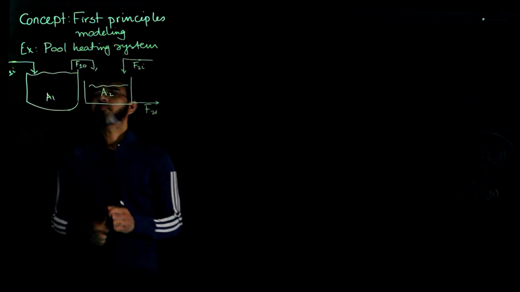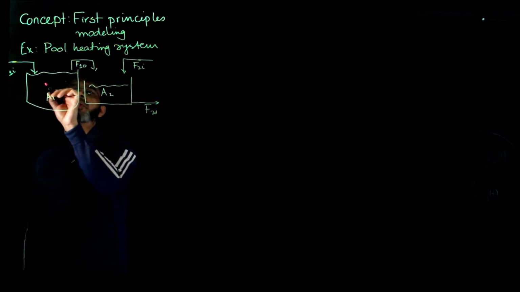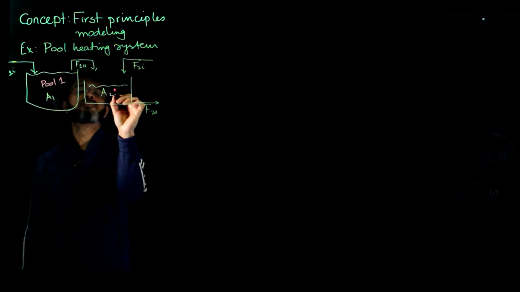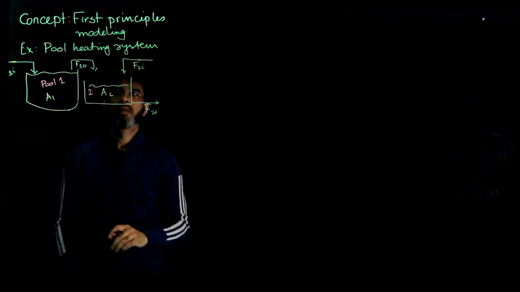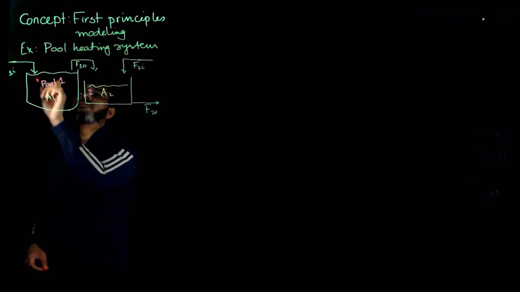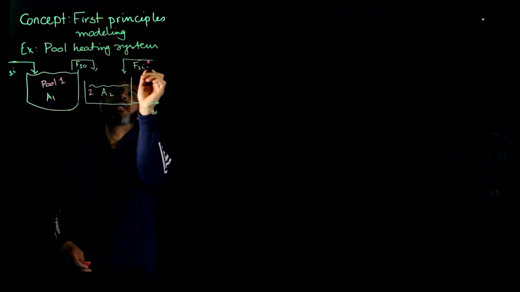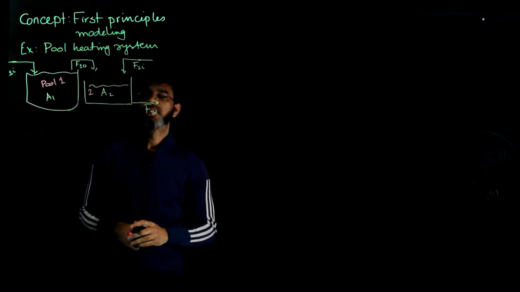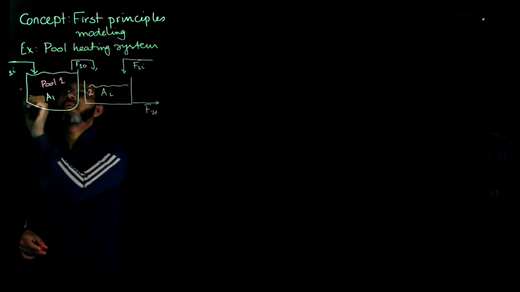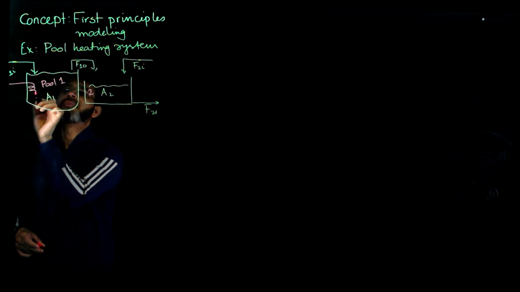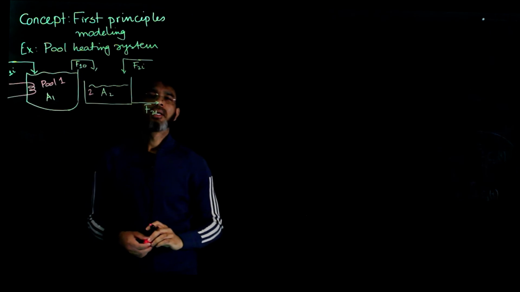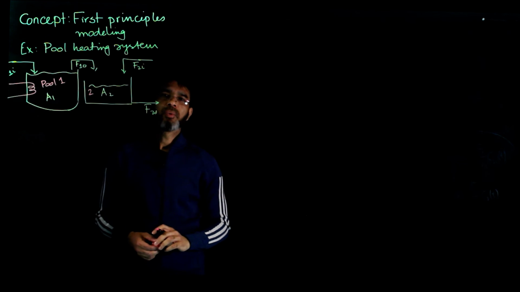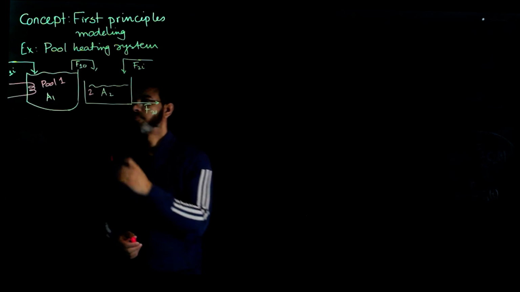We have pool 1 and pool 2. We have water coming into the first pool, and overflow goes to the second pool. There is another water inlet for the second pool, and there is a water outlet from the second pool as well. Consider that we have a heating system here where we can directly manipulate the heat input to the system.